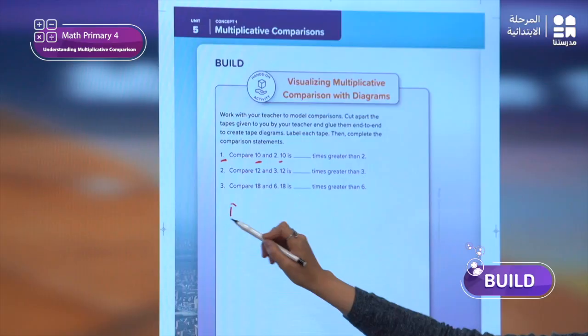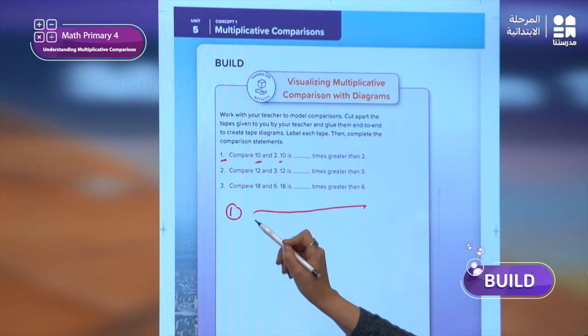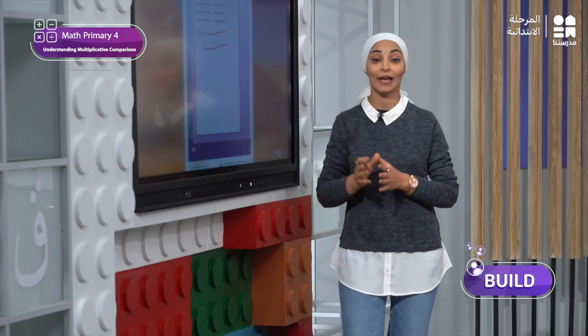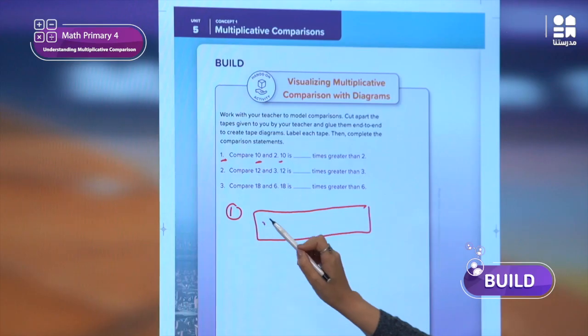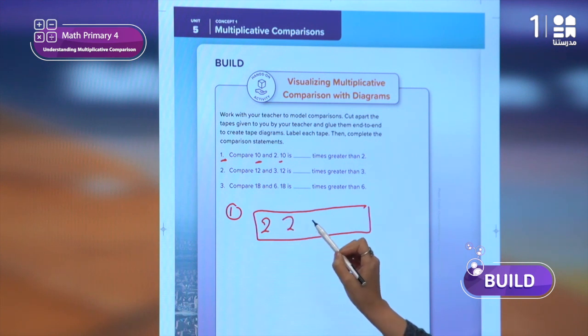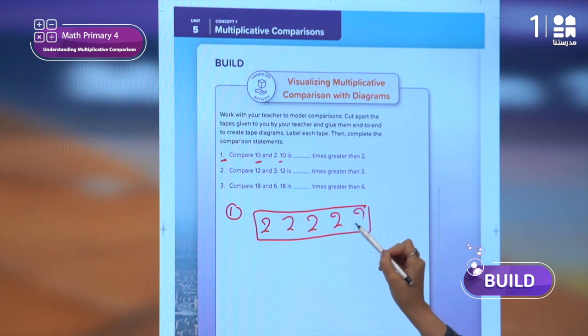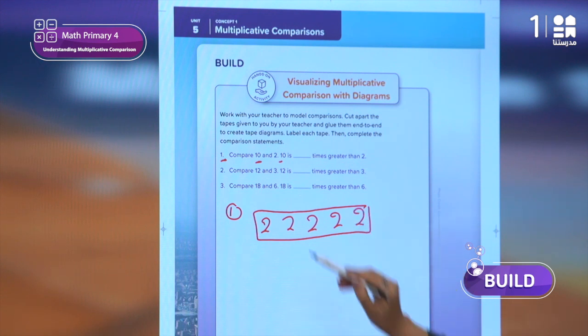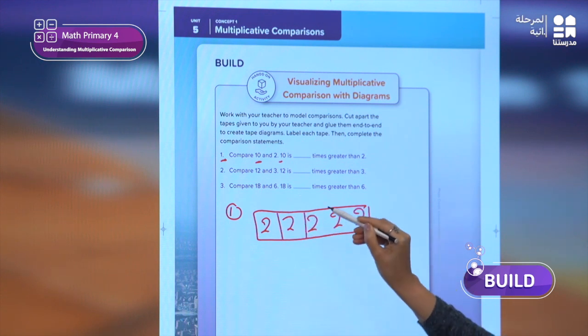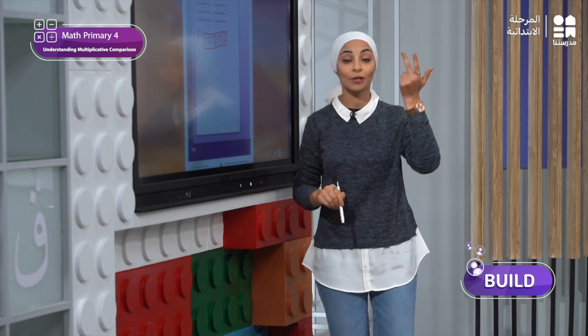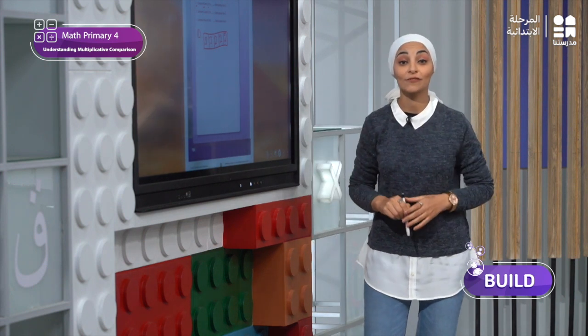يبقى here I will solve number 1. أهو عندي ال tape diagram as you see here. أنا عايز أعرف ال 10 فيها كام 2. تعالوا نشوف. 2 plus 2 is 4, plus 2 is 6, plus 2 is 8, plus 2 is 10. يبقى ال 10 فيها كام 2؟ Let's see. I will divide this into 5 sections, right?